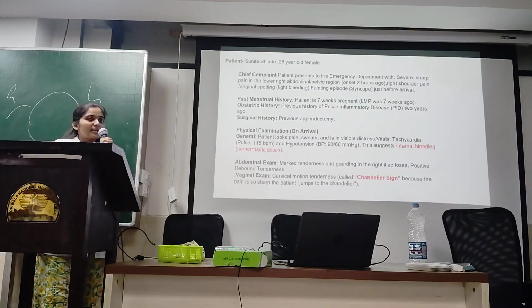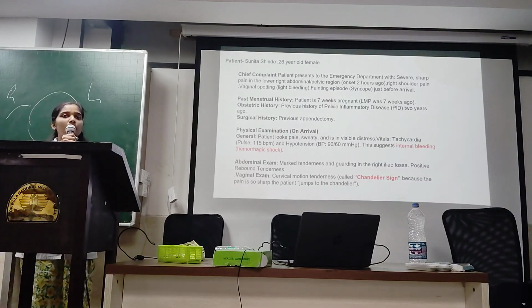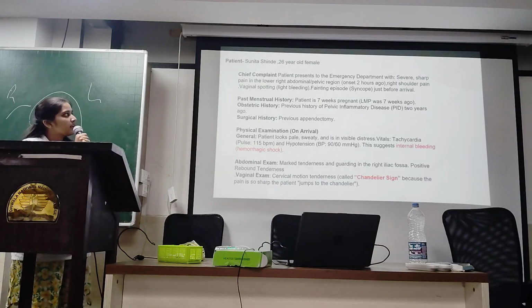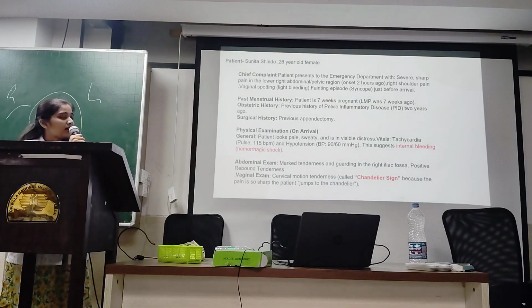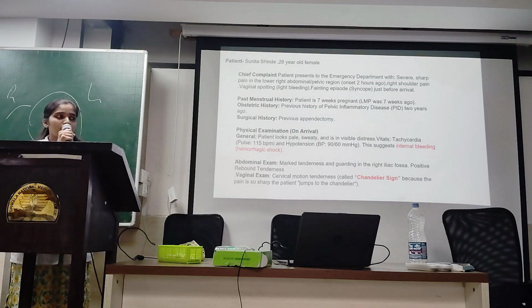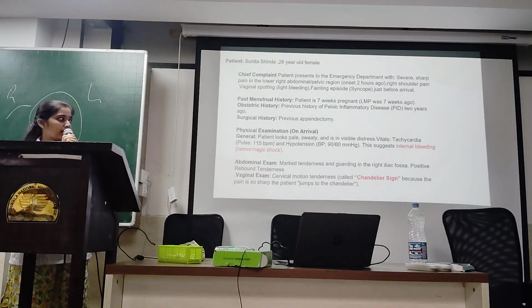So we have a 26-year-old female coming to the emergency department with right lower abdomen pain, right shoulder pain and vaginal bleeding. She is 7 weeks pregnant and has a history of pelvic inflammatory disease. She looks pale, sweaty and in visible distress, and she has an increased pulse rate and low blood pressure on arrival.